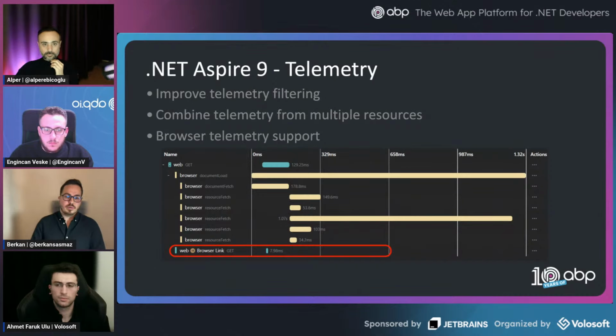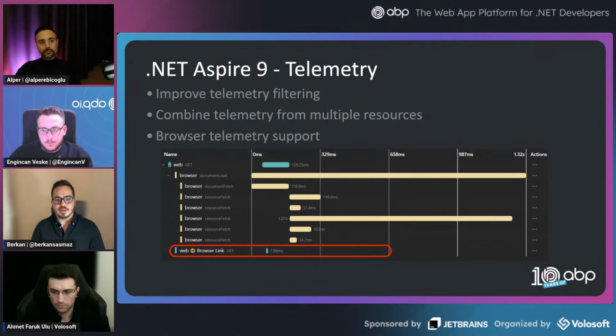Let's look at the telemetry-focused additions in .NET Aspire 9. First, telemetry filtering has been improved significantly. Developers can now filter traces by specific attribute values, such as the http.route attribute for HTTP requests. Second, the dashboard now supports combining telemetry from multiple replicas of a resource. This allows you to filter data at the parent resource level and view aggregated telemetry for all instances at once.